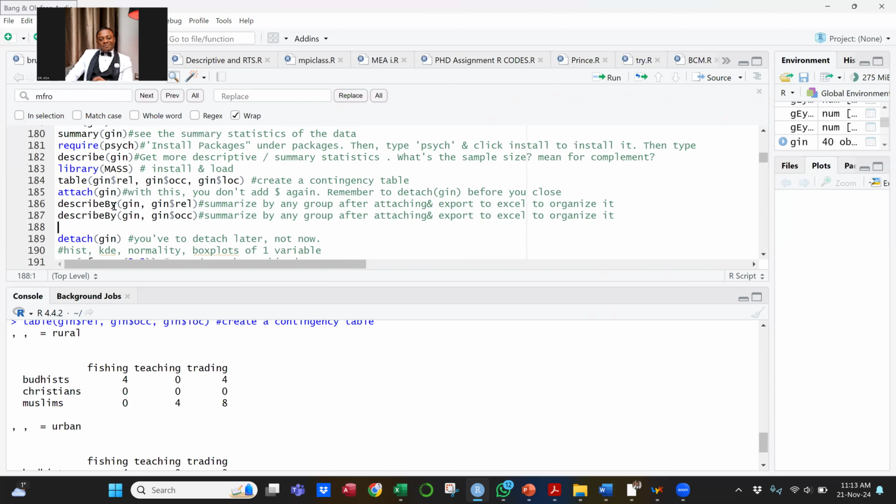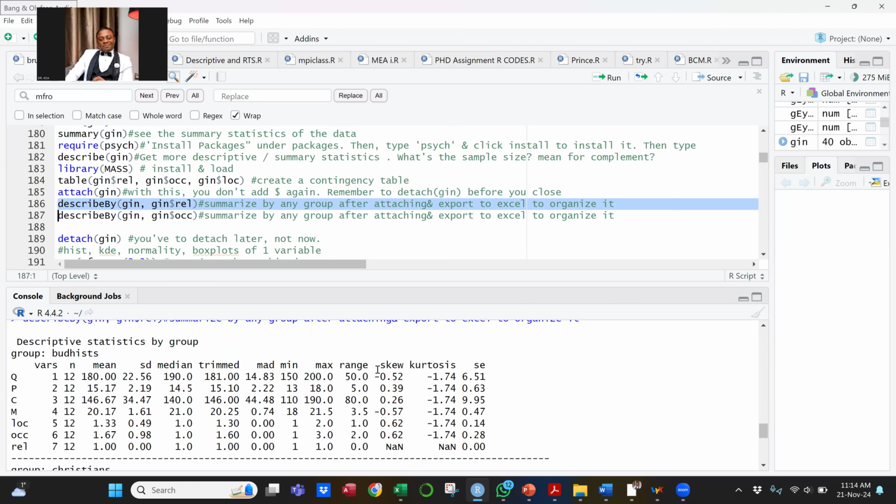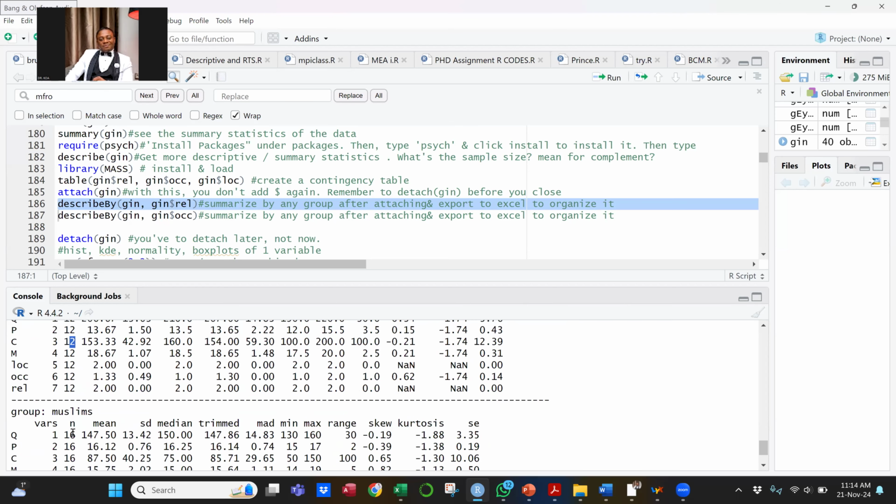If you want to describe by group, let's say that among the religious group, you want to know their descriptive statistics. Like you want to know the quantity demanded of the Christians, the quantity demanded of the Muslims, and then for the Buddhists. You can run this command. Then you can do that. So you can see that the result is showing clearly down here that the Buddhists are 12. The sample size shows that they are 12. And then the Christians are also 12. The sample size is shown. But then the Muslims are 16. The sample size is showing that they are 16.